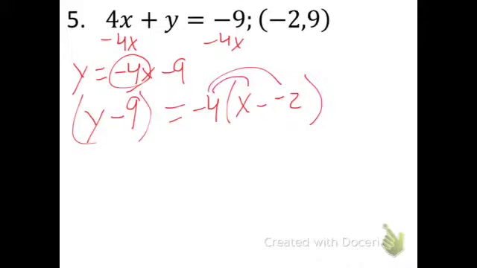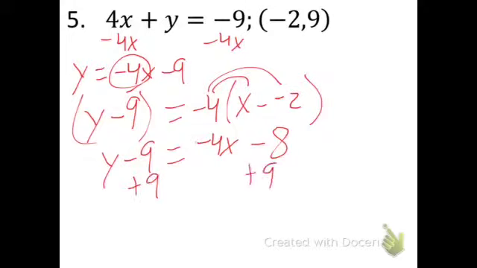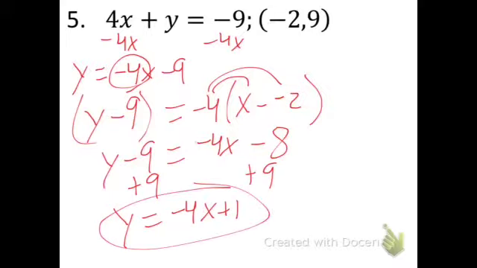I'm going to distribute there through there. On the left side, we just got y minus 9. On the right side, we're looking at negative 4x minus 8, because negative 4 times positive 2 is negative 8. I'm now going to add 9 to both sides, and we're at y equals negative 4x plus 1 as our equation.